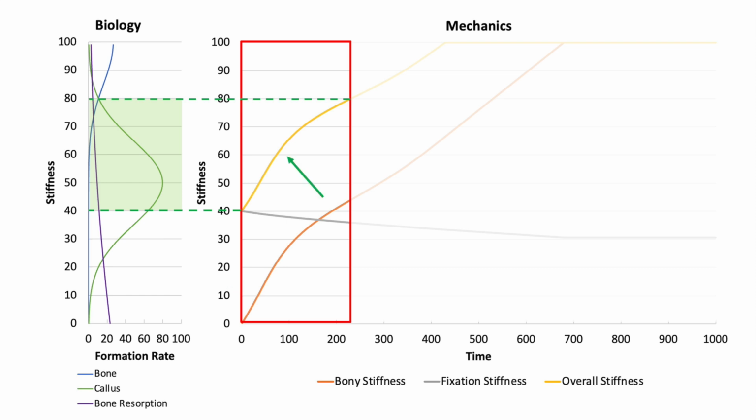So by just looking at where the overall stiffness is at any point in time, we can know what type of tissue is being formed at the fracture site at that point in time. In the early stages after this fracture was fixed, there is early callus formation.